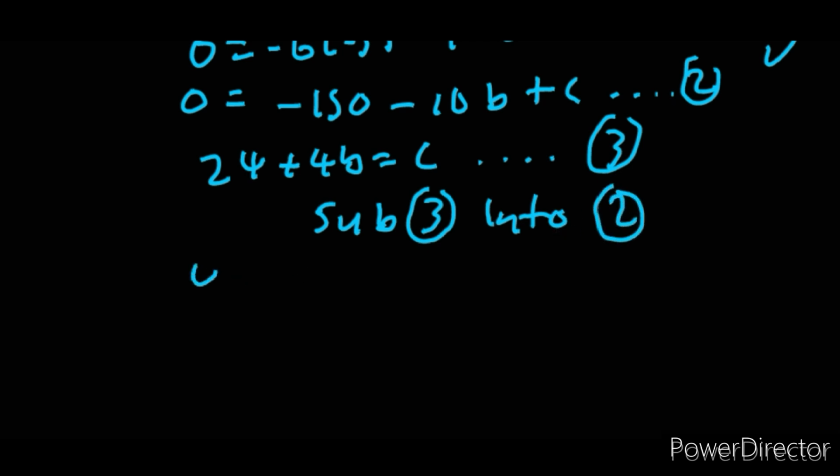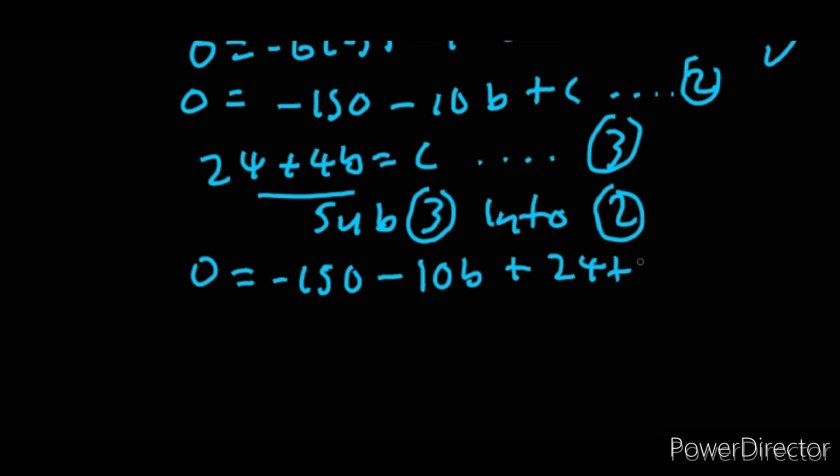So I'm going to substitute equation 3 into the one that I did not manipulate, which was equation 2. I'm going to write equation 2 exactly the same way as it was, but instead of writing c, I'm going to write this stuff. So then it's going to be plus 24 plus 4b. I'm not putting brackets because it's not going to affect this. So if I take this and this, it's going to be minus 10 plus 4, which is minus 6.